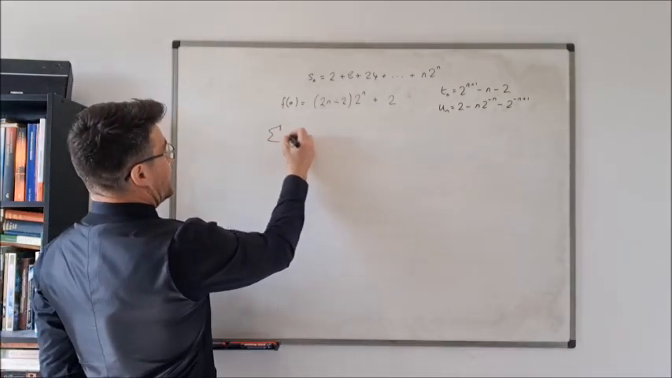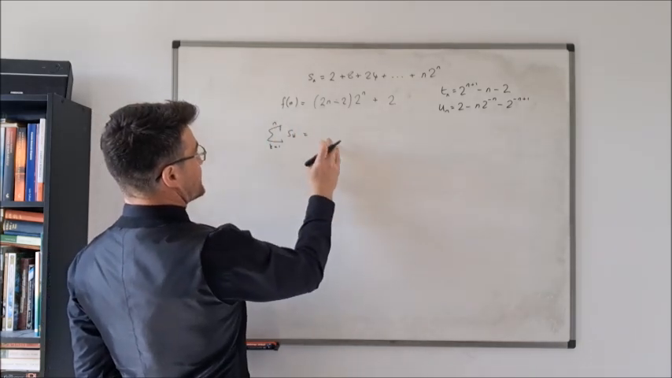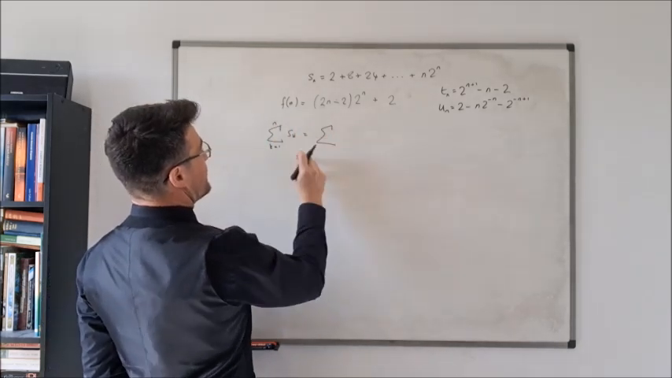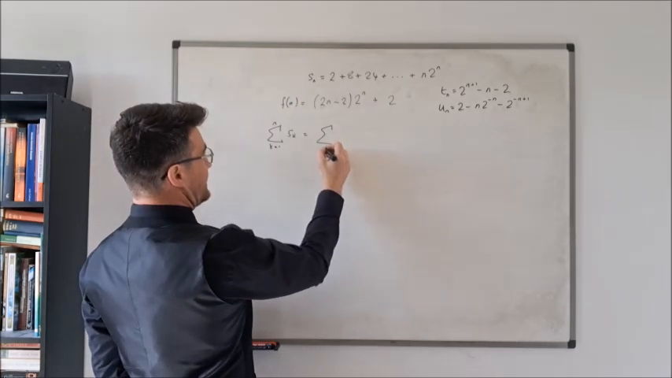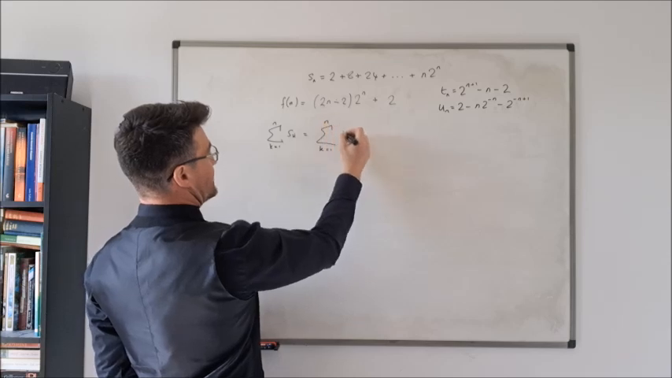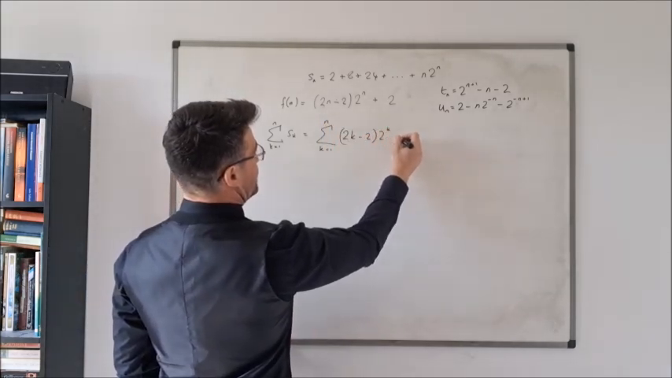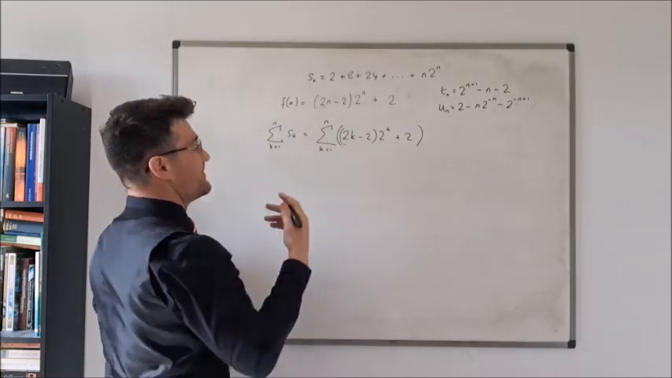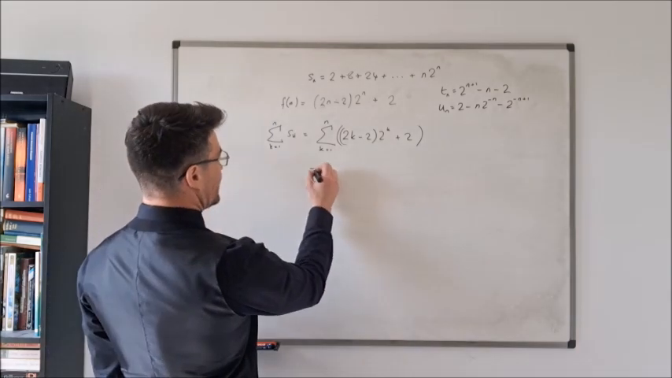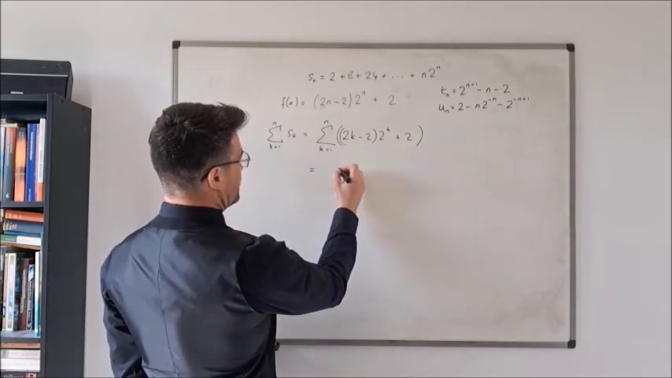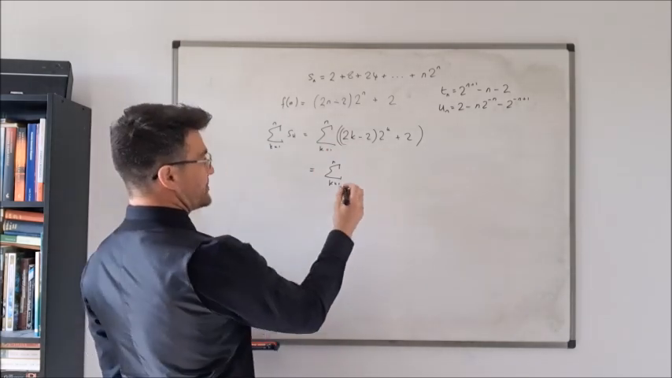So the sum of Sk from k equals 1 to n, well, this is equal to the sum of Fk from k equals 1 to n. So in other words, (2k minus 2) times 2 to the power of k plus 2. This is what I need to be working with. Okay, so expand this out using the linearity properties of summations.